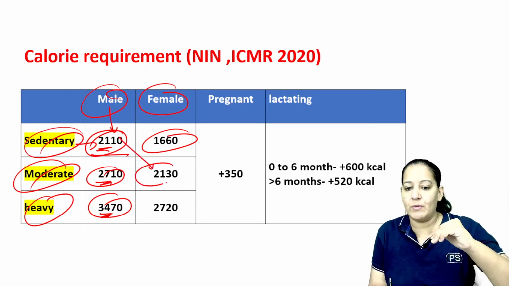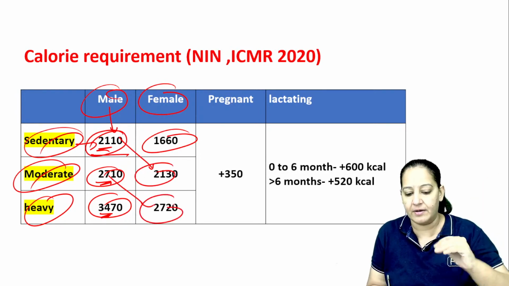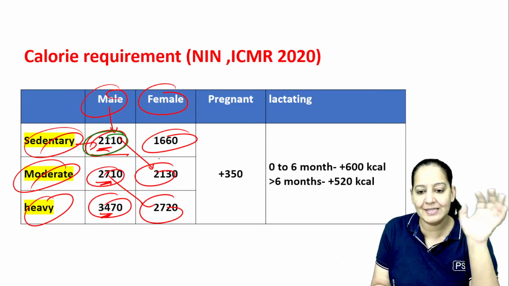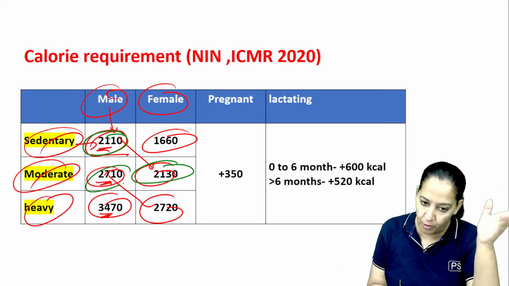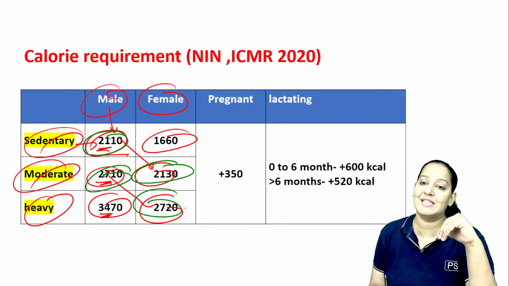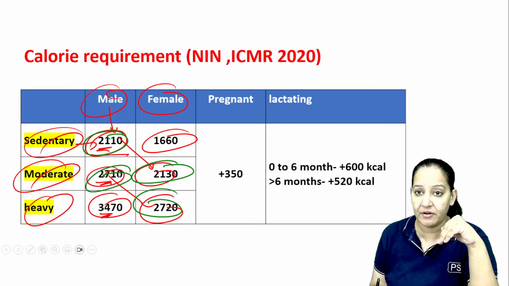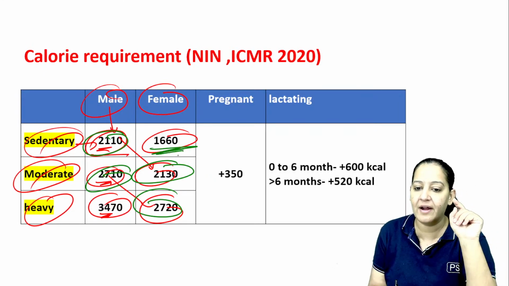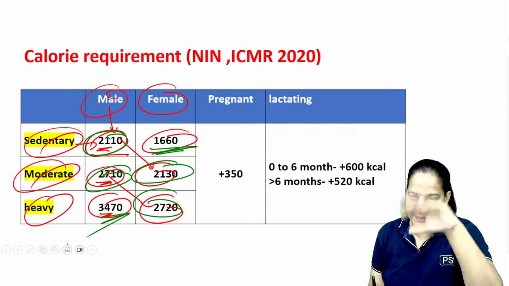This 21 will become 21 here, and this 27 will become 27 here. I mean to say the sedentary male is equivalent to a moderate female, and the moderate male is equivalent to an intense female. So you can learn it like that and now you will not forget. So learn 1600 here and learn 3400 here. You can make it out.